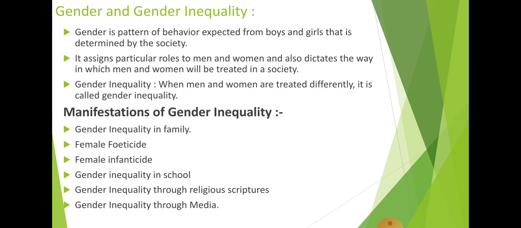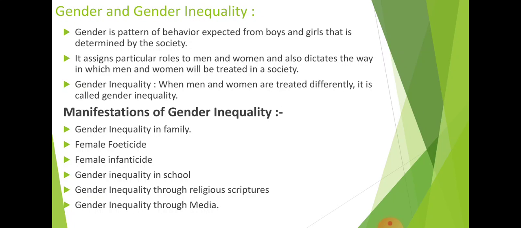Now, beginning with the chapter, the topic given is: what is gender? First of all, the question arises, what is gender? Gender is different from sex. Sex means it is a biological determination of a boy or girl, meaning male or female. That is the sex or the biological determination. But gender is a pattern of behavior that is expected from boys and girls, that is determined by the society. Gender is decided by the society, not by biology.